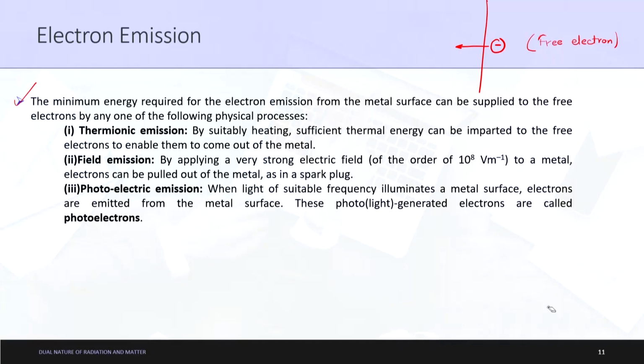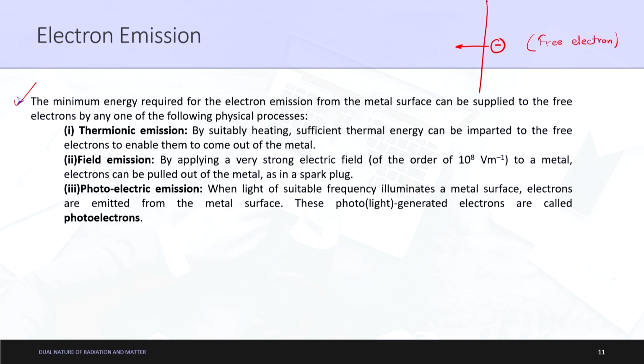What are the ways in which we impart energy so that this electron gets removed from the metal? This is done by these three processes. First is thermionic emission, second is field emission, and third is photoelectric emission. Photoelectric emission is one of the major parts of this complete chapter. This is the agenda I explained. Let us move on to these three physical processes now.